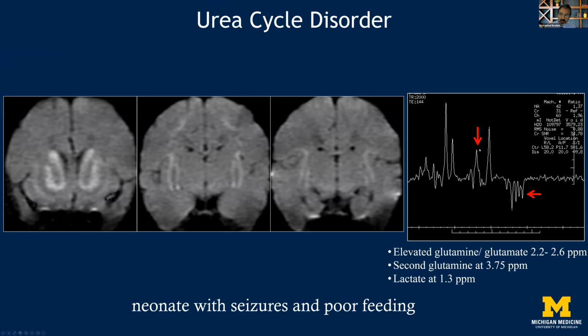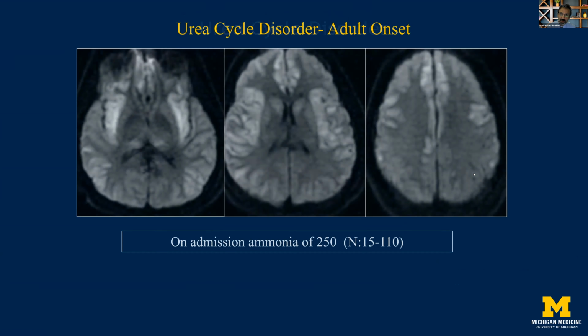And here you can see there's a markedly elevated glutamine and glutamate peak. This is related to the urea cycle disorder. When urea cycle disorders present later in life, they will present acutely with markedly elevated ammonia level.